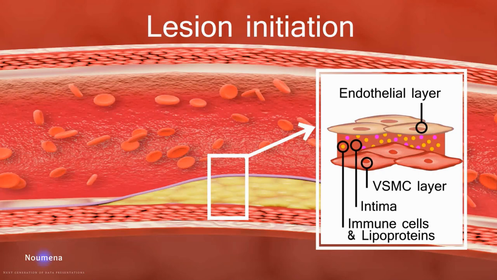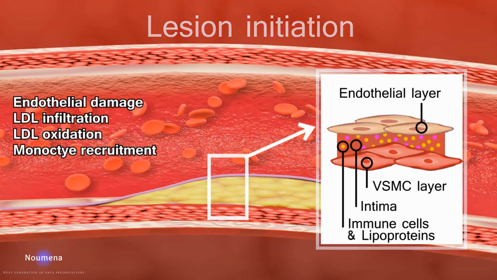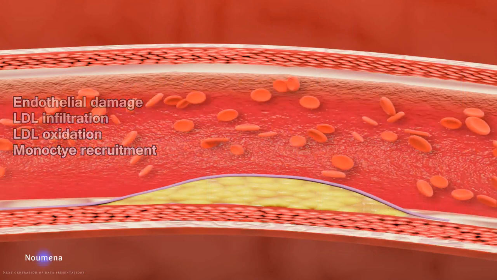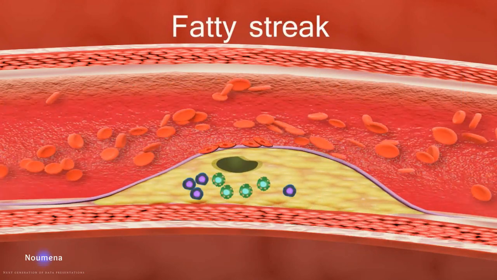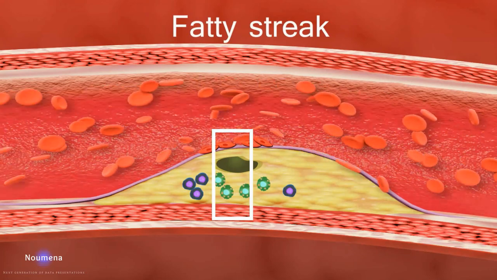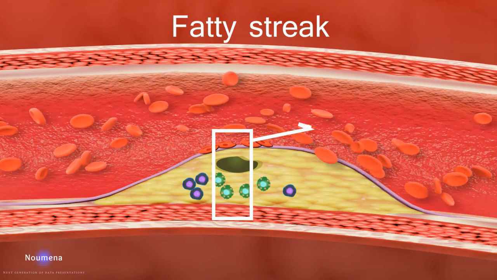Due to endothelial damage, the LDL infiltration and oxidation started, leading to monocyte recruitment. These processes lead to the next step in the progression of atherosclerosis, fatty streak. Zooming into a cross-section of the fatty streak will allow us to observe the main components of the plaque at this stage of the disease.